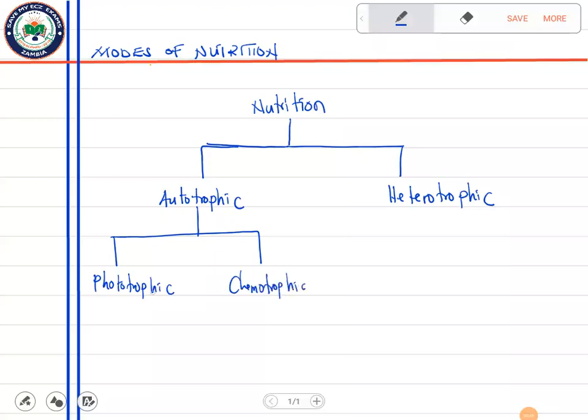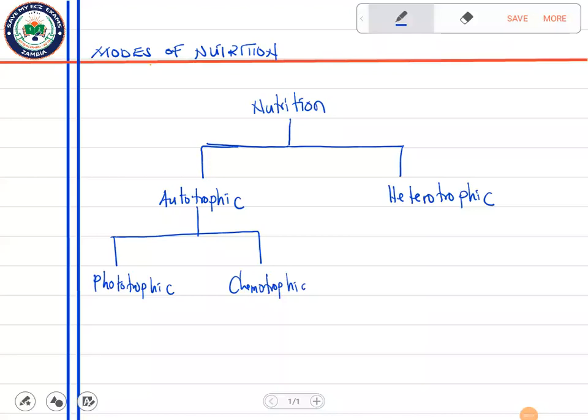Now when we say phototrophic nutrition, it's a type of autotrophic nutrition where an organism makes its own food but using light, so also using energy from the sunlight. So it's the same as autotrophic, but in this case an organism is specialized in the way it makes its own food. It uses energy from the sunlight. That's what phototrophic nutrition is. While chemotrophic, it's a type of autotrophic nutrition where an organism makes its own food using energy from chemicals.